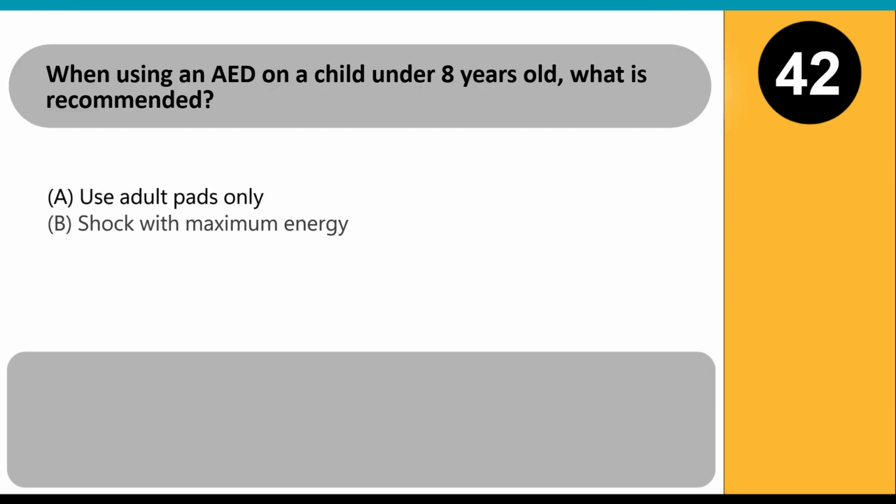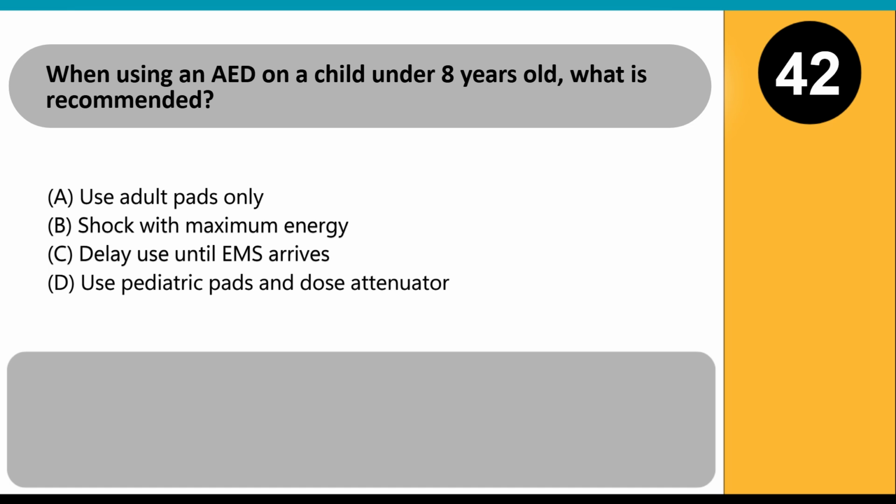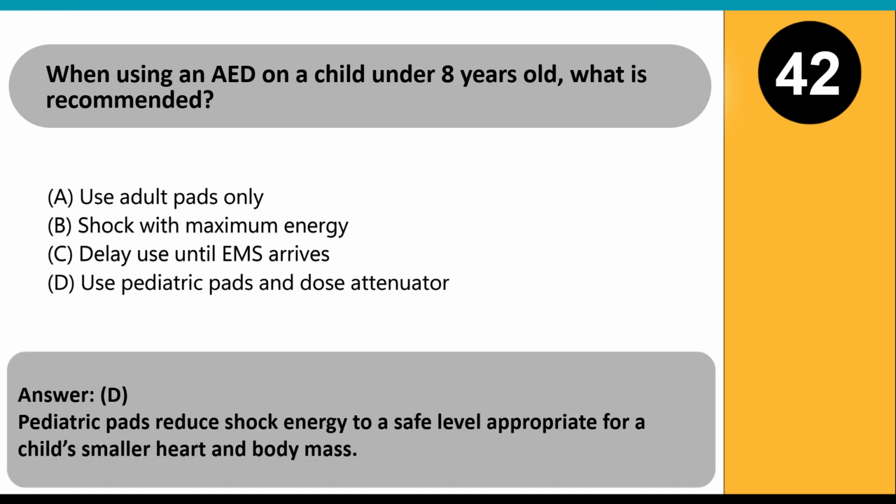When using an AED on a child under 8 years old, what is recommended? A. Use adult pads only. B. Shock with maximum energy. C. Delay use until EMS arrives. D. Use pediatric pads and dose attenuator. Answer: D. Pediatric pads reduce shock energy to a safe level appropriate for a child's smaller heart and body mass.